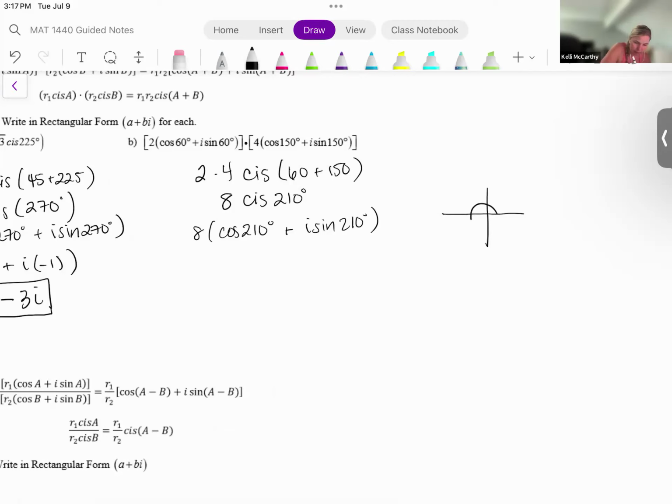210 is going to be in our third quadrant. And that makes our reference angle 30 degrees because we're going to take 210 minus 180. Since our reference angle is 30 degrees, that horizontal leg is going to be the square root of 3 over 2. Since we're in the third quadrant, that makes it negative. And the vertical leg is going to be 1/2. And again, since we're in the third quadrant, that's also going to be negative.